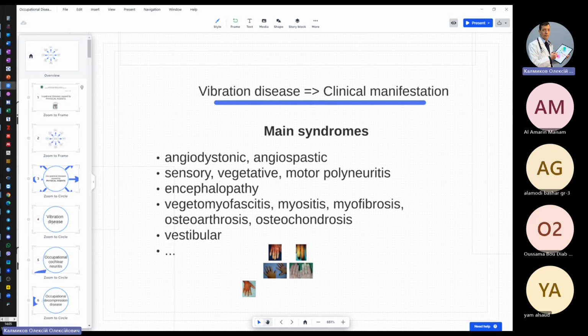Then, as we have already mentioned, changes from the side of the locomotor system: vegetomyofasciitis, myositis, myofibrosis, osteoarthrosis, arthritis, osteochondrosis, etc. And vestibular, I forgot to mention previously: if the vibration is influencing the whole body, or at least the feet in standing position of the worker, this may, already at the very beginning of the pathologic process, influence the vestibular apparatus and cause a vestibular syndrome with dizziness and everything typical for it.